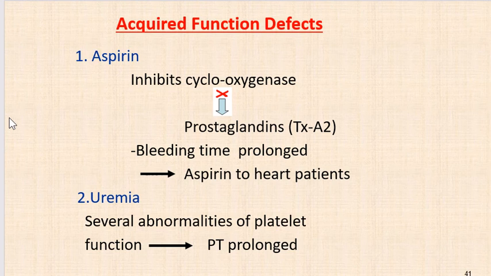Then there is a second group, acquired function defects of platelets. The drug aspirin, that is salicylic acid, inhibits the cyclooxygenase enzyme, and so it blocks the cyclooxygenase pathway of arachidonic acid metabolism in inflammatory mediator production. So prostaglandins are not formed, and thromboxane is not formed, and due to this deficiency bleeding time is prolonged.